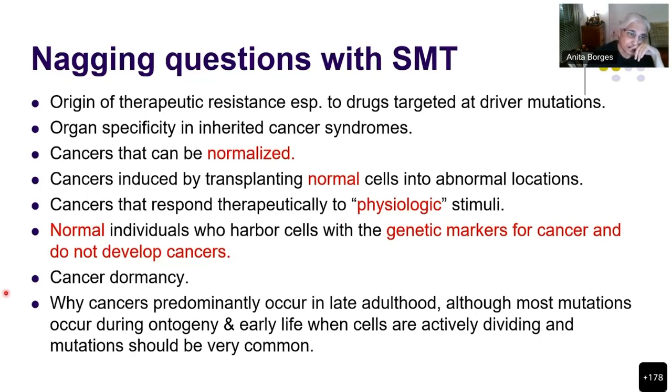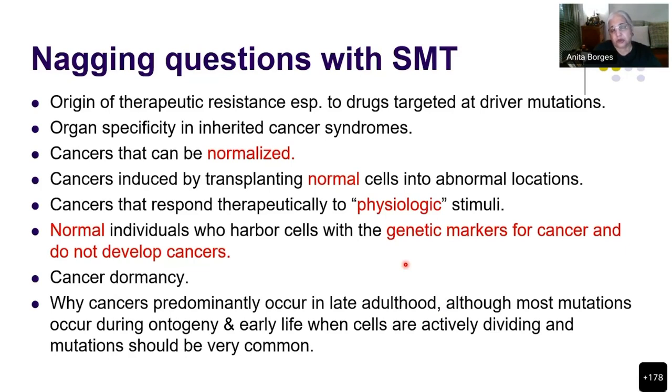And this is the biggest question that I think I always asked, and that is why cancers predominantly occur in late adulthood. When are mutations most likely to occur? When cells are dividing, right? That's when you get mutations.